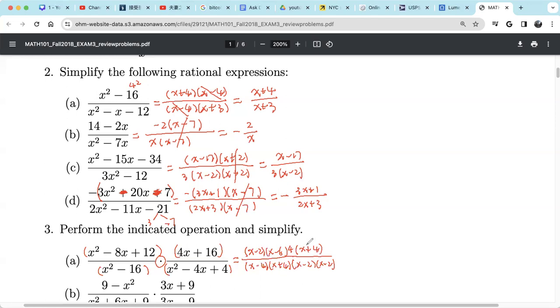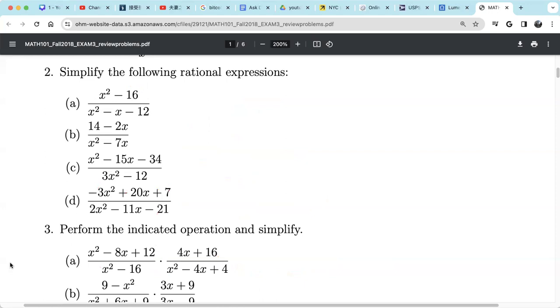Now let's look for common factors in the numerator and the denominator. I see x minus 2 in the numerator and x minus 2 in the denominator. I see x plus 4 in the numerator and x plus 4 in the denominator. And that's it, no more. So in the numerator I'm left with 4 times x minus 6. In the denominator, I'm left with x minus 4 times x minus 2. You can leave it like this. Nothing to be simplified, and that's it. Let me move up my slides.